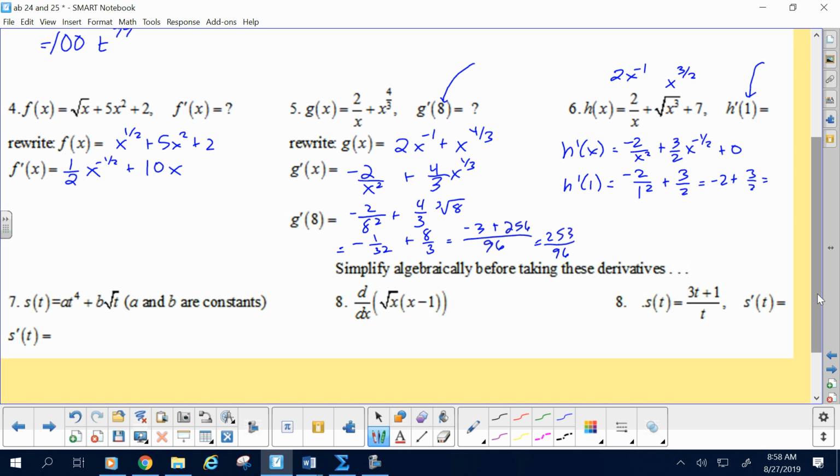What'd you get? Negative 1/2. All right. Now, for the most part, the concept will be this easy.